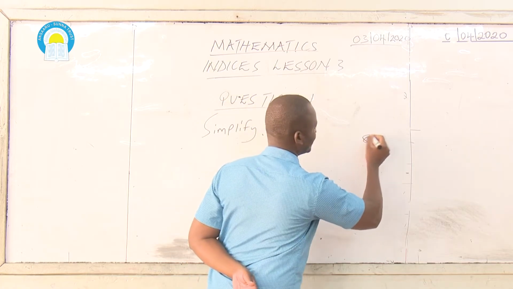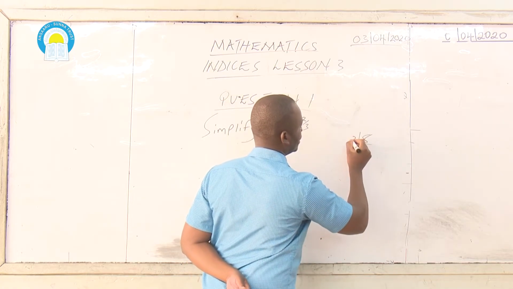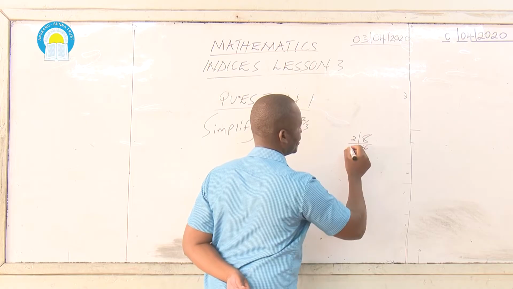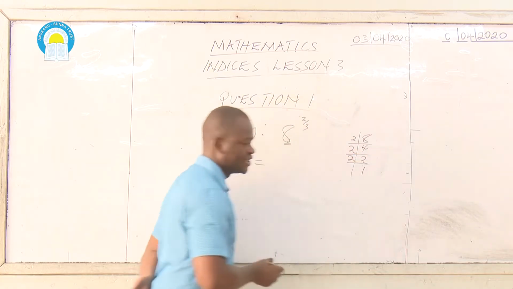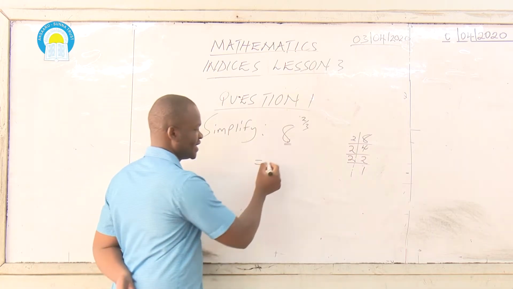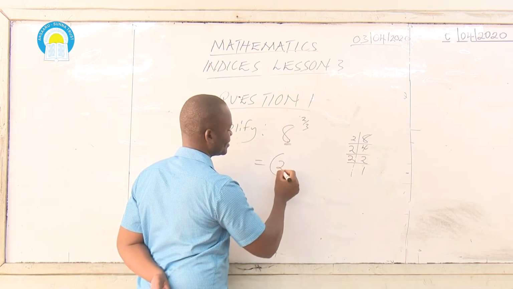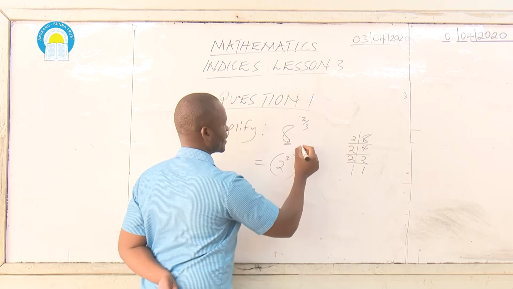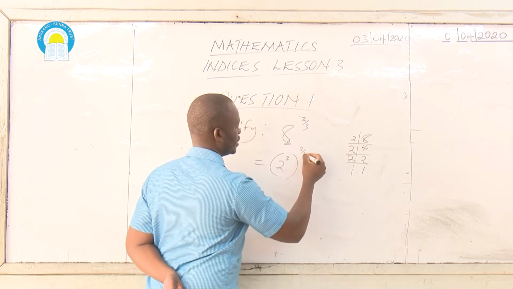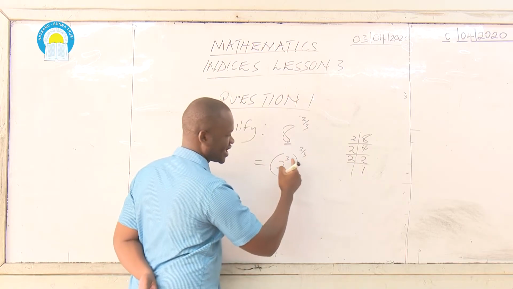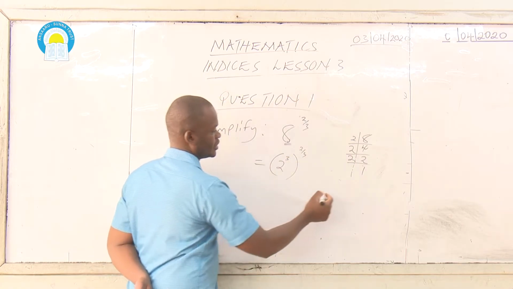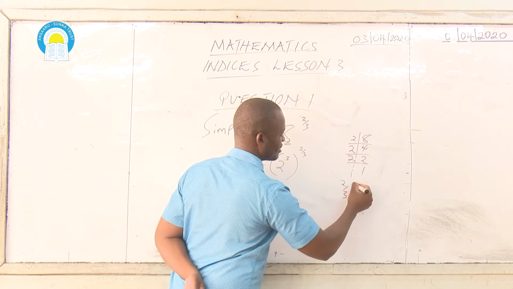So you take 8 and you can factorize. 2 goes there, 4. 2 goes there, 2. 2 goes there, 1. It means 8 is what? In terms of base 2, 8 is what? 2 power 3. Then remember we had 2 power 3. Then multiply 2 over 3 by 3.